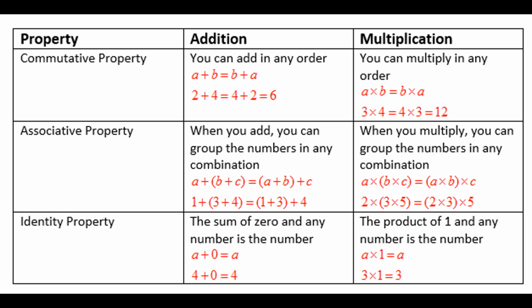Then when you multiply, it says the product of 1 and any number is that number. So it doesn't matter which number you multiply by 1, the answer will be that same number. So 1 × 6, of course, will be 6. 1 × 100 will be 100. So remember the identity property for multiplication: the product of 1 and any number is the number.